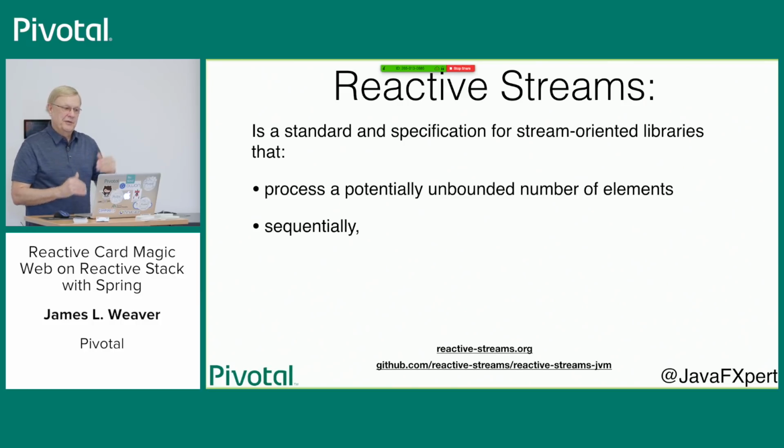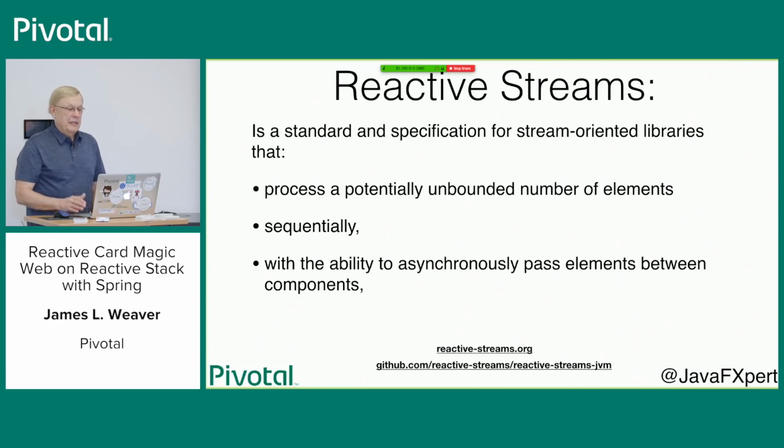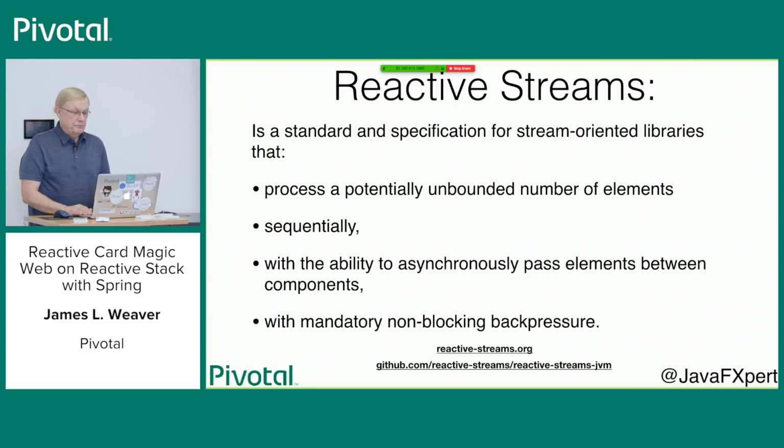We need to be able to process them sequentially. And then we need to be able to asynchronously pass elements between components. So we don't ever want to block in a reactive system. We don't ever want to block. And then we need to have this back pressure. If you're streaming data between a publisher and a subscriber, then you want to be able to push back, apply back pressure if you're asynchronous, because there's no natural back pressure going on like it would be if you were blocking. Any questions so far, by the way? Okay.